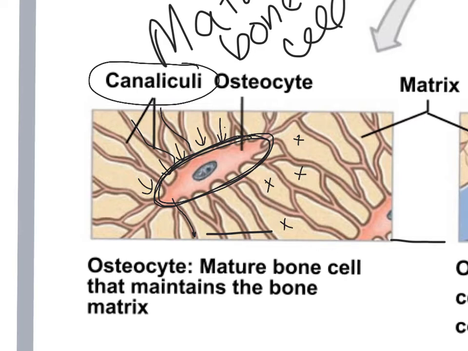Now the osteocyte is a grown-up cell. Its main job is to repair the bone if something happens to it. So if you get a fracture, a cut right through that bone, that osteocyte will become active and start producing bone ground substance. It'll produce the ground substance to repair its little cave.